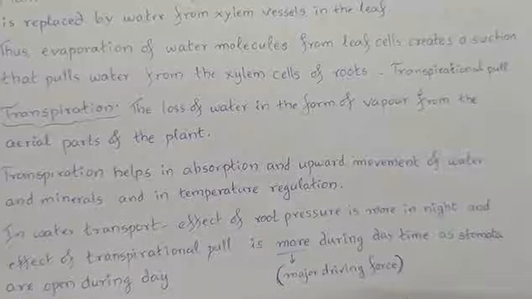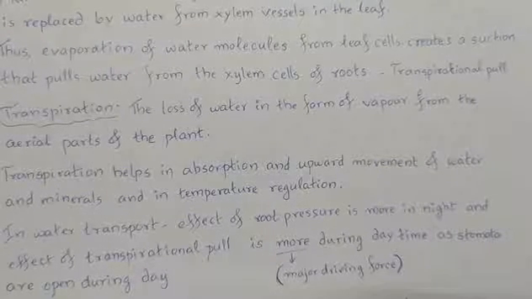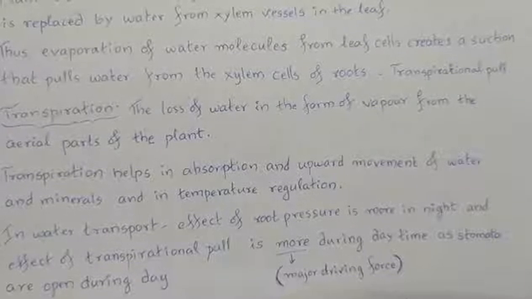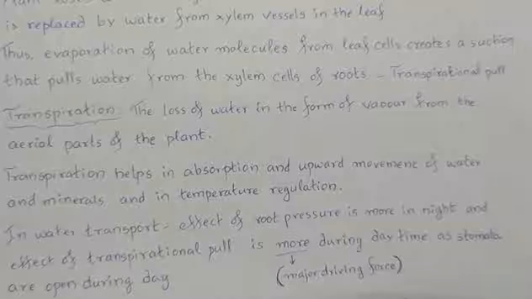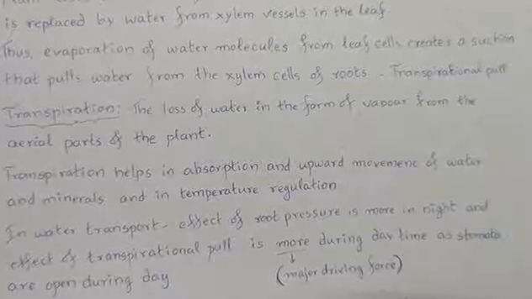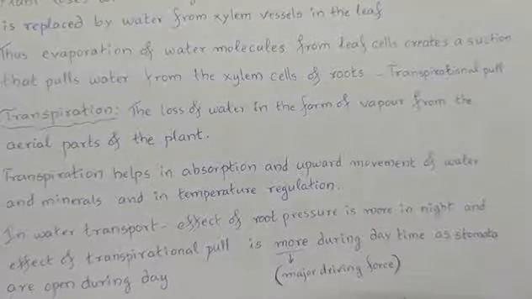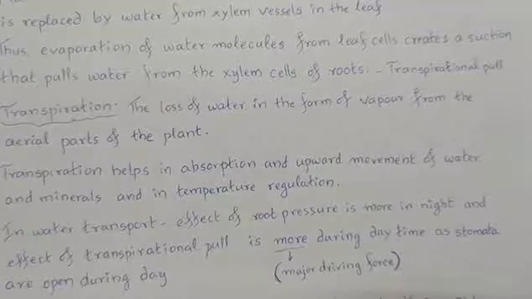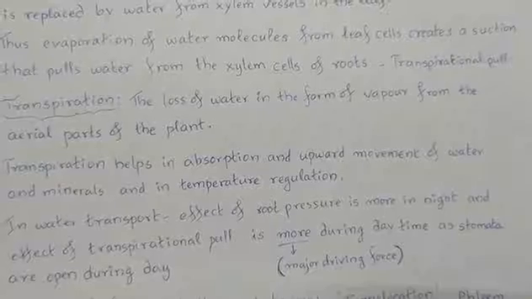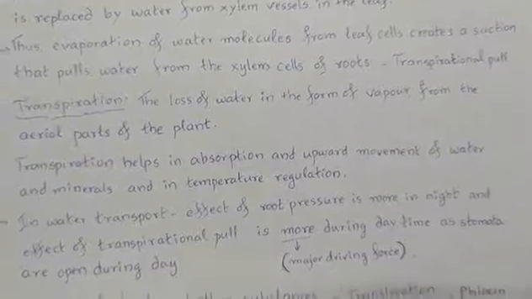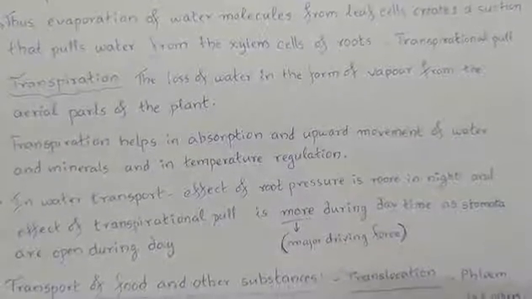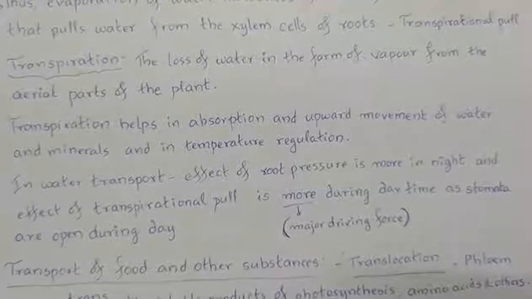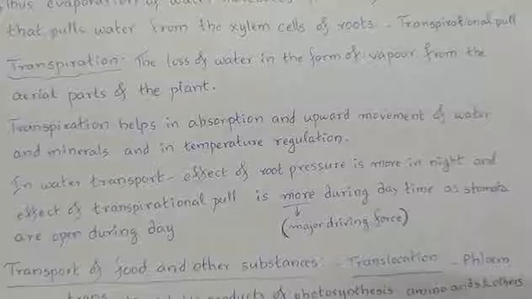When suction is created over the water column in the xylem, it pulls water from the xylem cells of the roots to the top points. This is known as transpirational pull. What is transpiration? The loss of water in the form of water vapor from the aerial parts of the plant body, especially through the stomata, is known as transpiration.